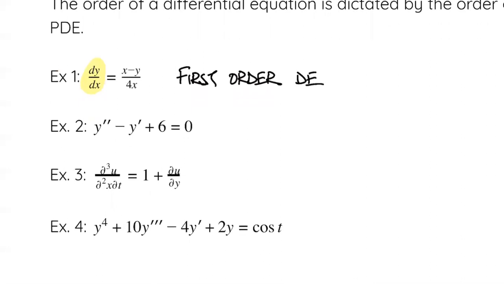What about example 2? Where is the highest order derivative? Y double prime. So we're going to call this not a first order, but a second order. What about the third one? Third order, because we've got this partial one.